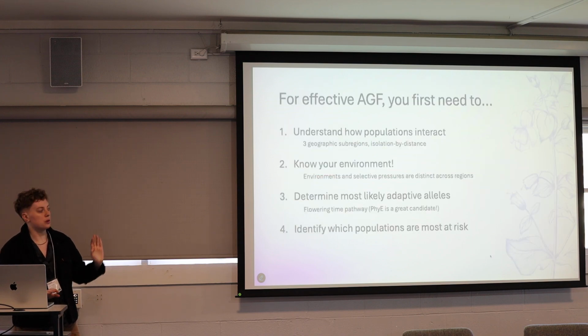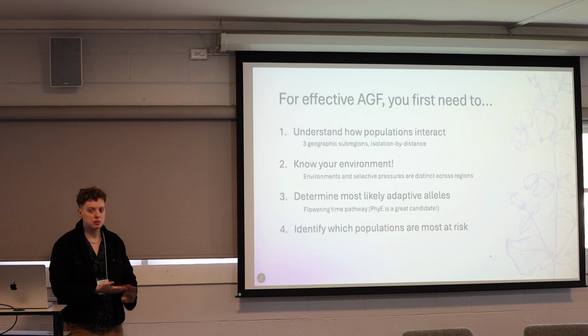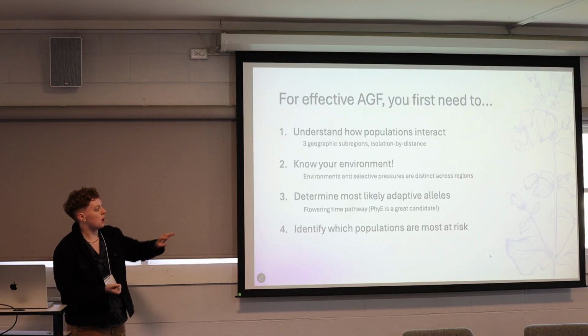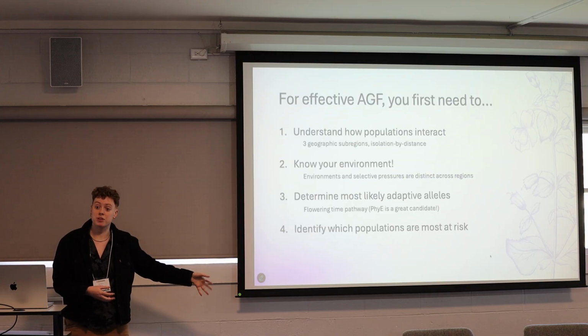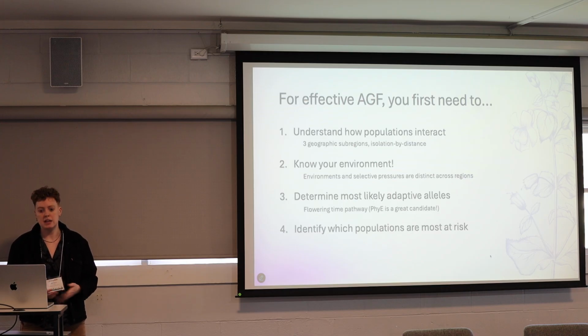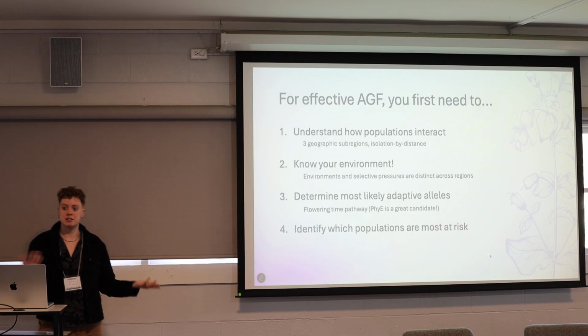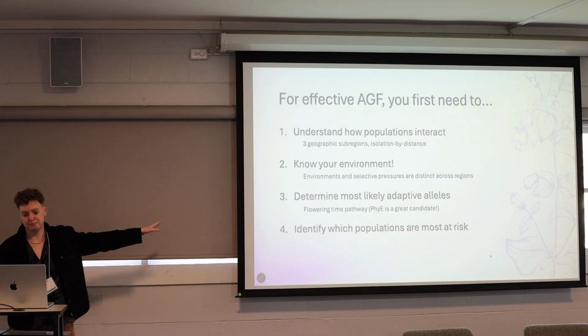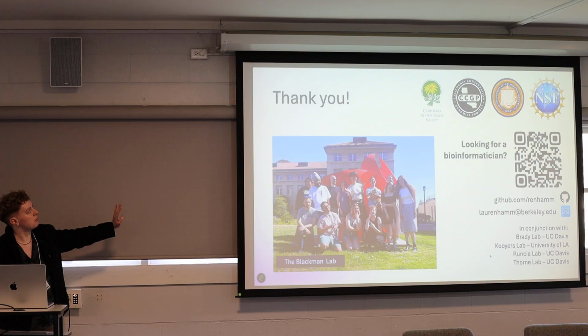So with all of that together, we know what our populations are doing, what they're inhabiting, what it's like to live in one of those places, what alleles might be the most important thing for them to adapt to the places that they live, and which ones are most likely to be not able to do that as it continues forward. So through this pipeline, it helps you go from A to B, B being effective gene. And that's it.